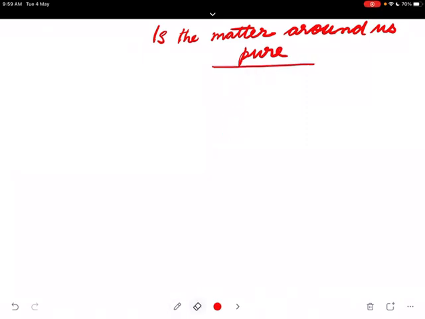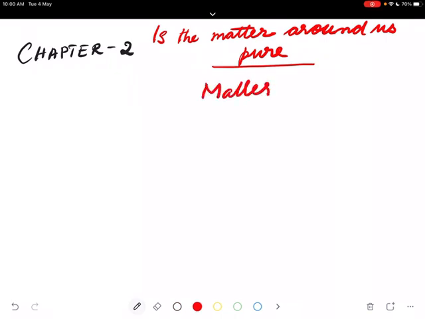The chapter is chapter 2. Is the matter around us pure? So, in the last chapter, we learned the three main physical states of matter: solid, liquid, and gas. In this chapter, we shall consider the chemical nature of matter. Now, what is matter? Matter is anything that has mass and occupies space.